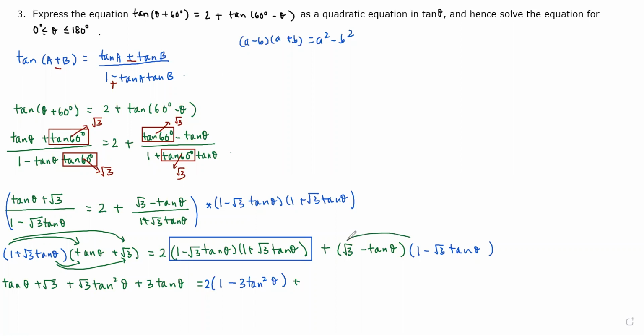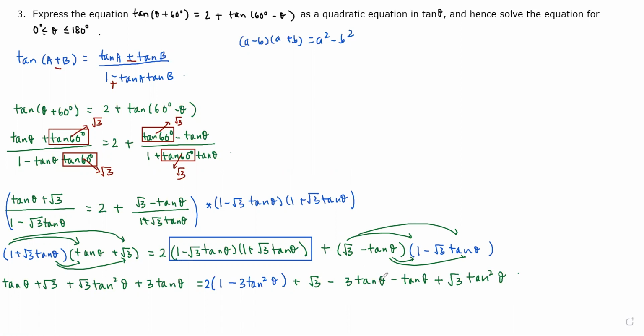The last part here, we expand as well. So we have root 3 minus root 3, and that would give us 3 tangent theta minus tangent theta plus root 3 tangent square theta. We need to simplify this.